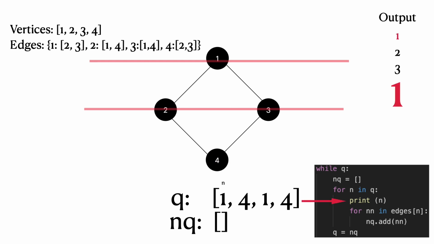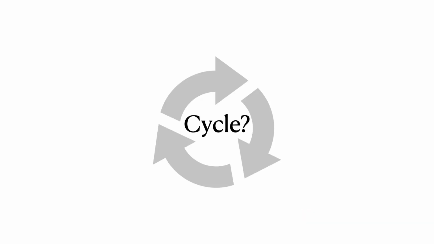Third breadth. Print 1, but take a look at this. 1 is printed again. Moreover, we put 2 and 3 onto next queue again. For this reason, there will be an infinite loop. Cycle. How can we prevent it?